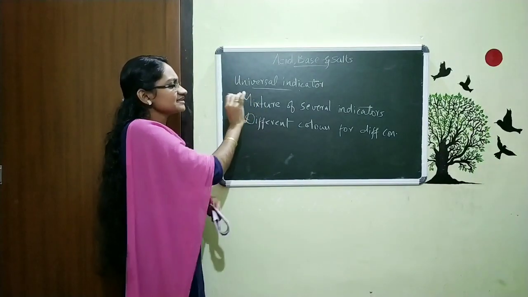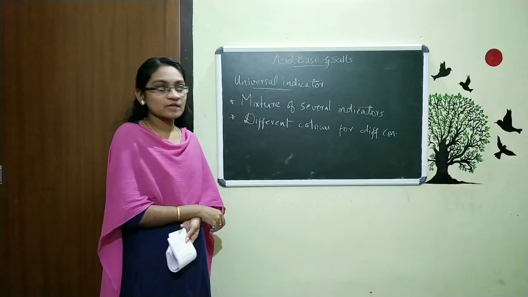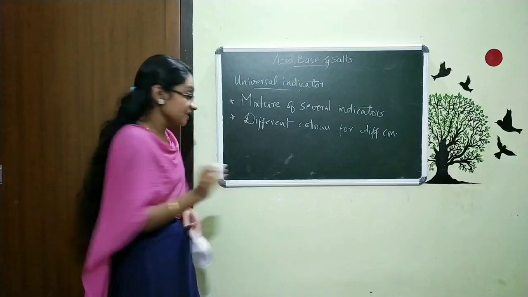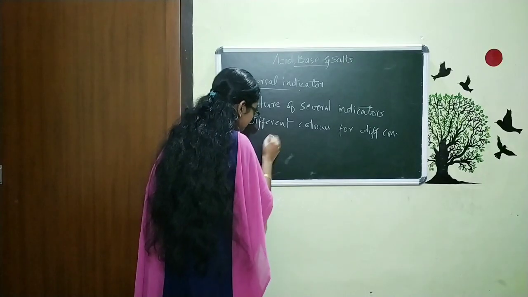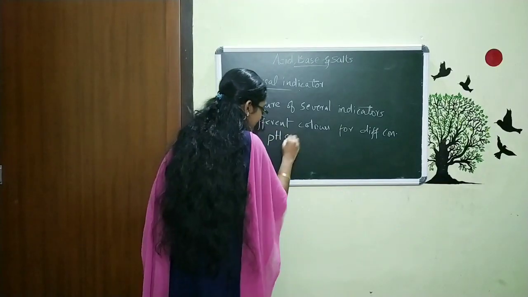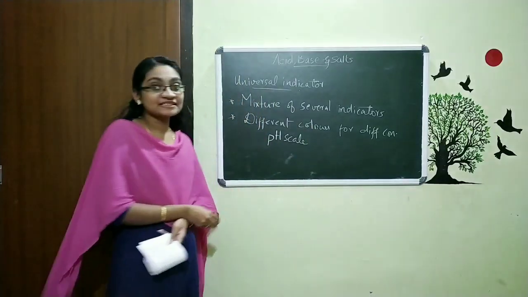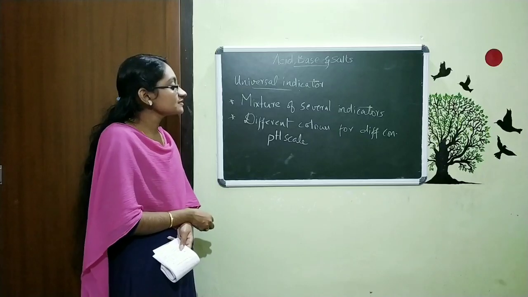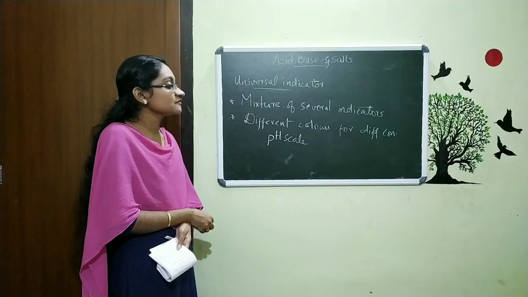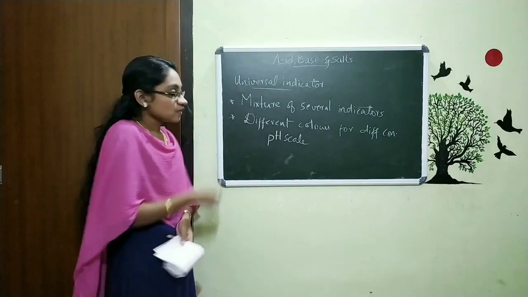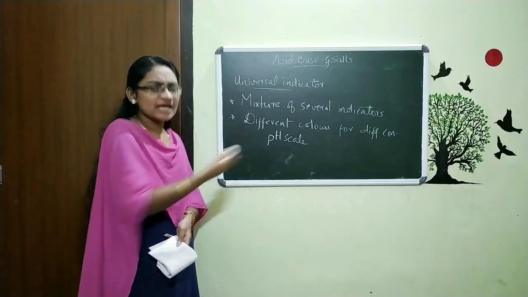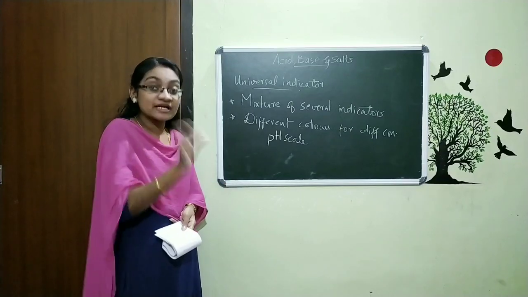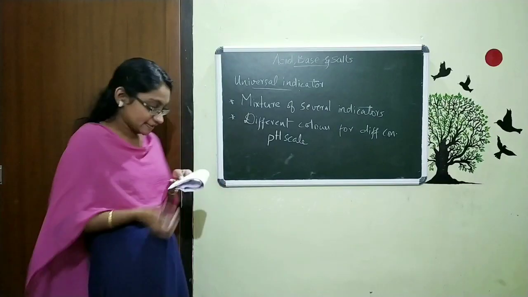The universal indicator is available in liquid form and also in strip form. In your syllabus, you are to study the pH scale or the pH paper. We use this pH scale for identifying the concentration of different substances. For the acid, the base and the neutral, we can identify the perfect value of concentration using this pH scale.